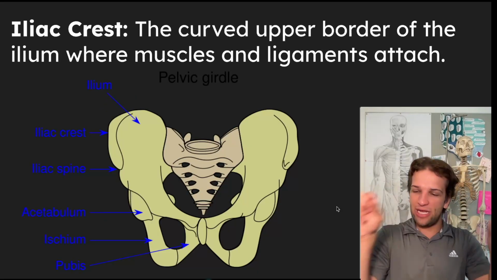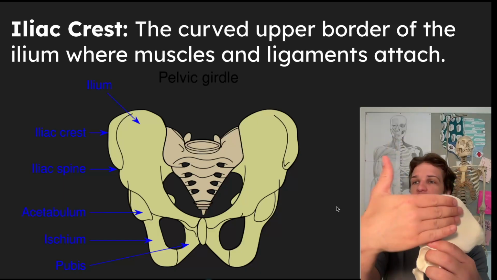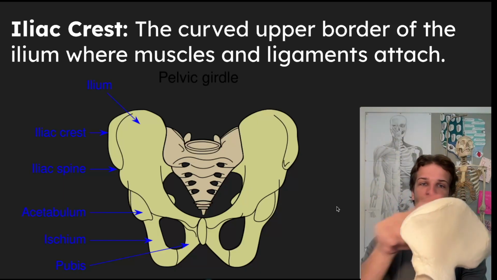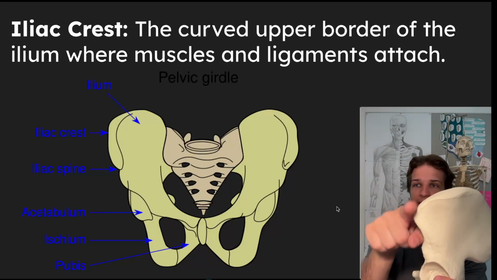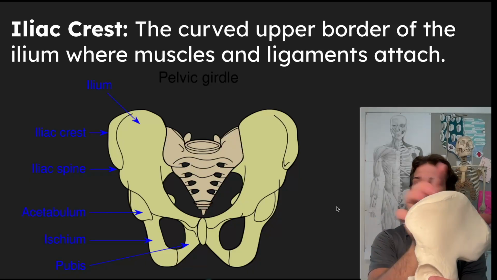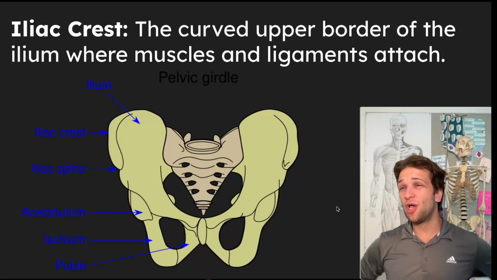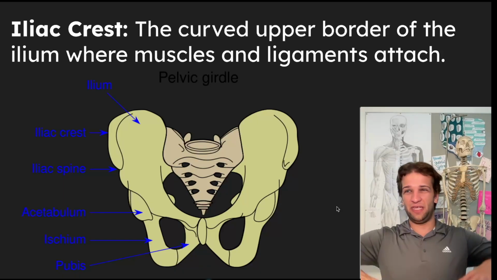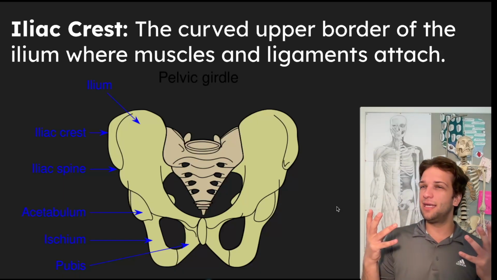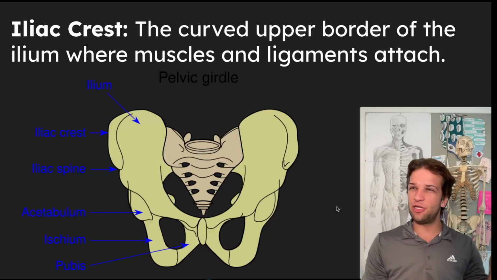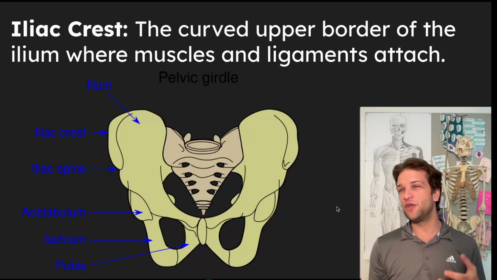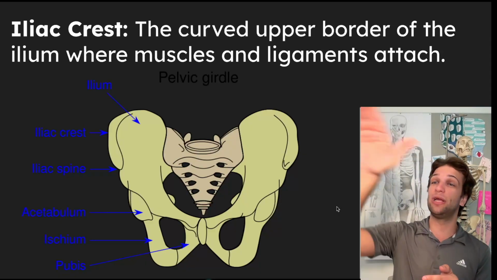Now at the ridge of this ilium, at the ridge of this flat section, we have what is called the iliac crest. The iliac crest is just the top section of the pelvic bones. When you feel your hips and you're feeling that top section, that is the iliac crest. So really the piece that you're feeling oftentimes of your hips is the iliac crest, just the ridge of that ilium.